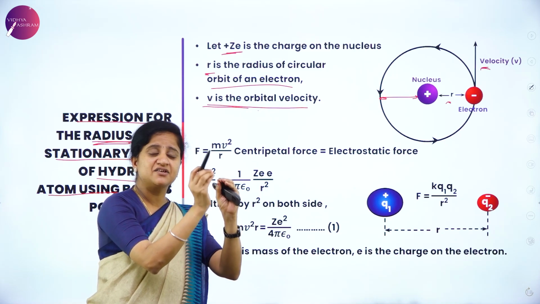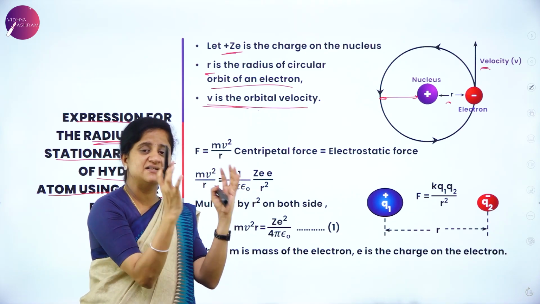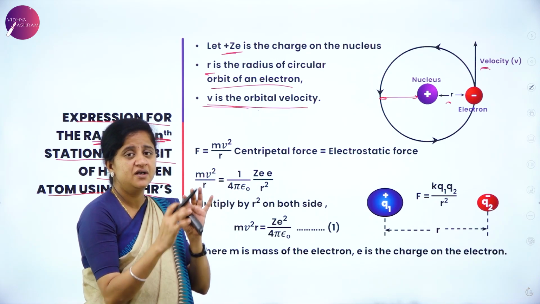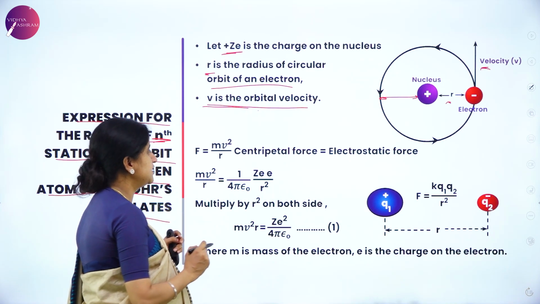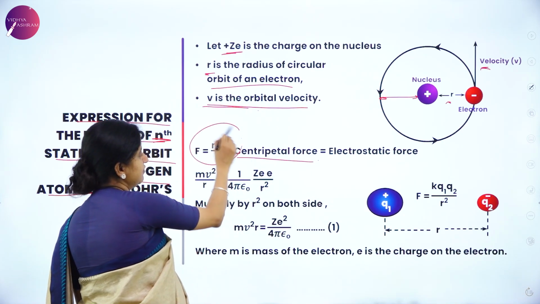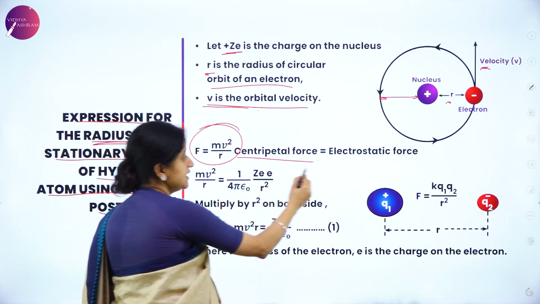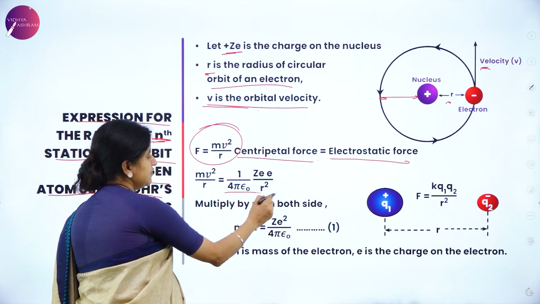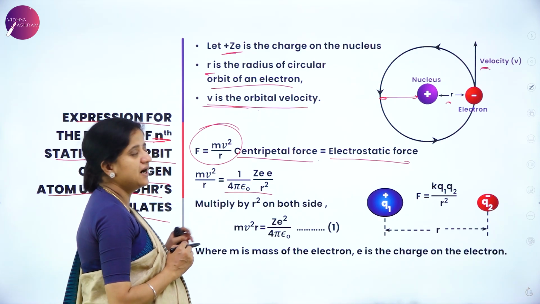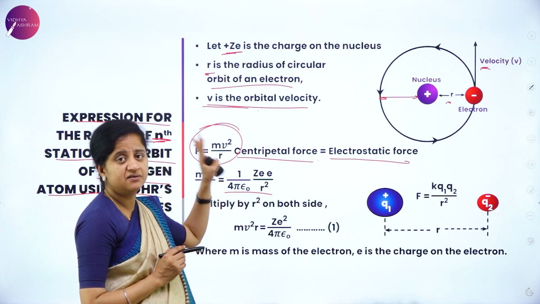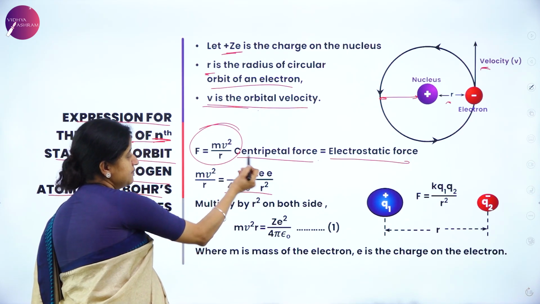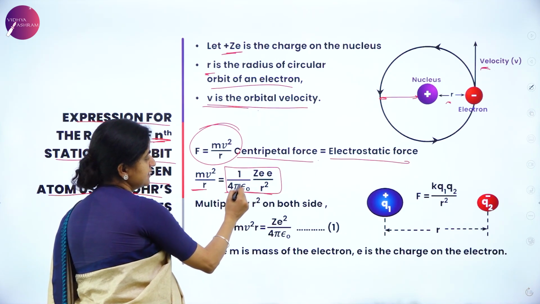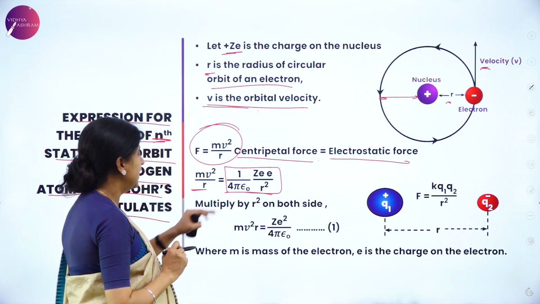To make the electron revolve in its own orbit, there exists an electrostatic force between the nucleus and the electron, and it is equivalent to the centripetal force. So the centripetal force is given by F equals mv square by r, which is equal to the electrostatic force. What is the electrostatic force given by? It is given by 1 by 4 pi epsilon naught Ze square by r square. We have studied this in the first chapter. So the centripetal force is mv square by r, and the electrostatic force is 1 by 4 pi epsilon naught Ze square divided by r square.